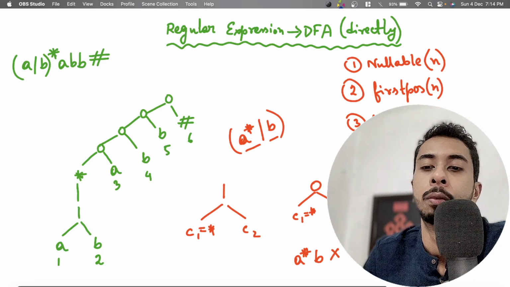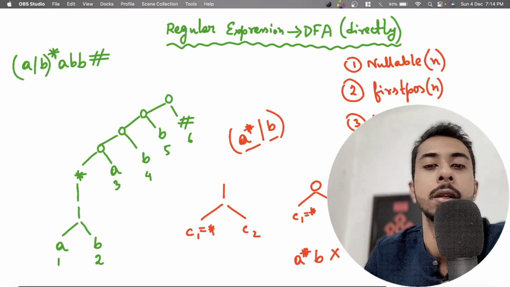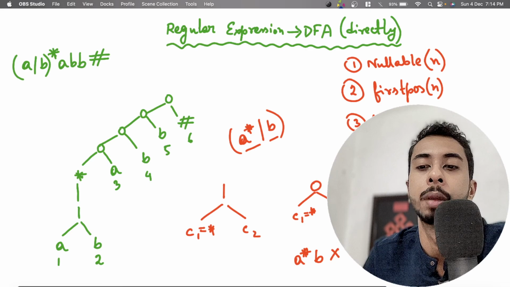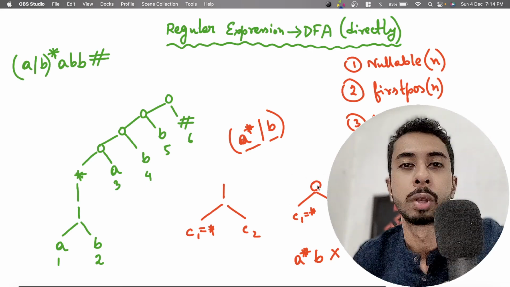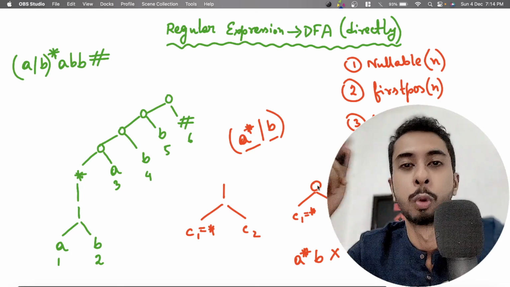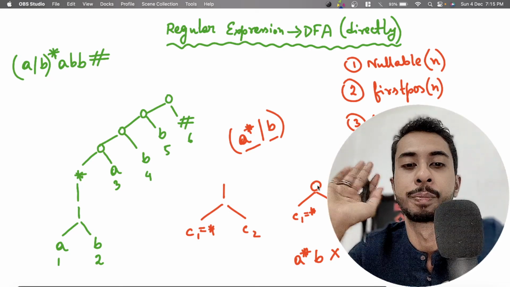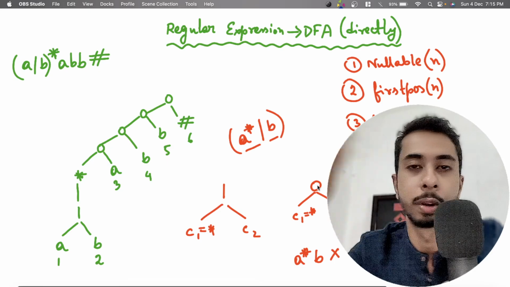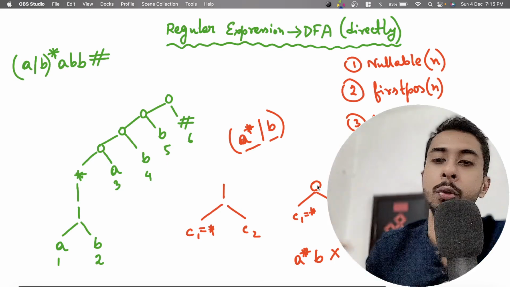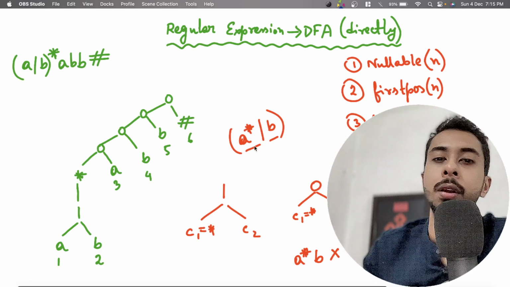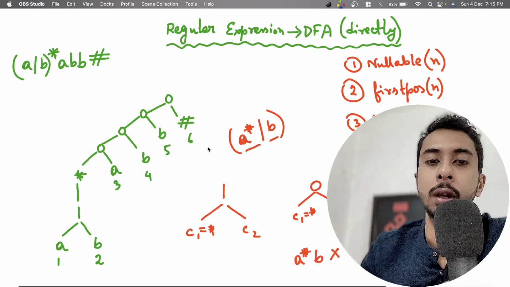What about these? Say A star, B star. Is it nullable? Yes, this is nullable because both of them are nullable. This is a cat node, nothing else. So a cat node can only be made nullable if both its children are nullable. Cat node is referring to AND, OR node is referring to OR. As simple as that. And a star node is always nullable. So I hope you got the idea of what nullable is.